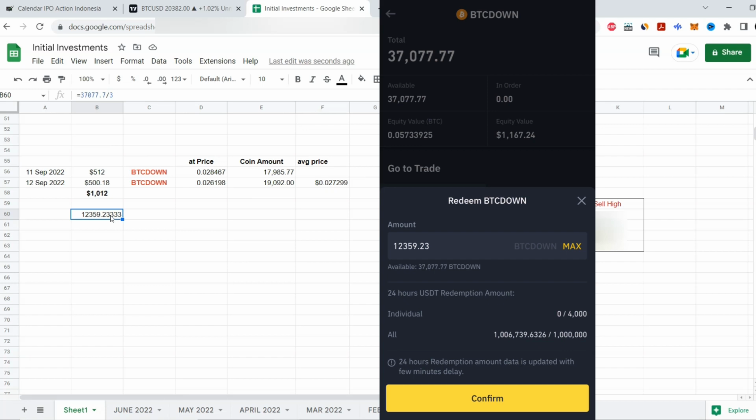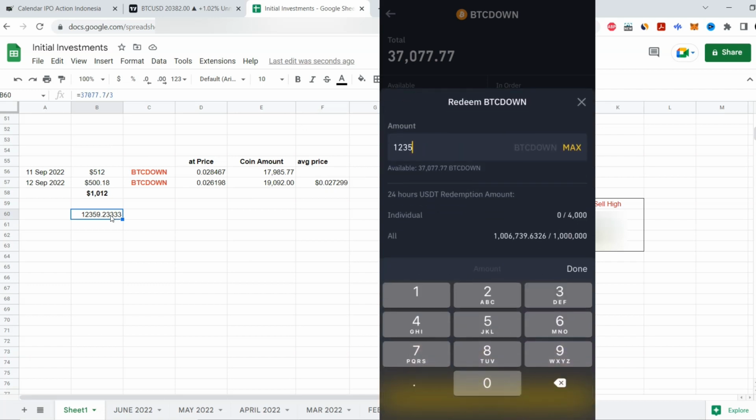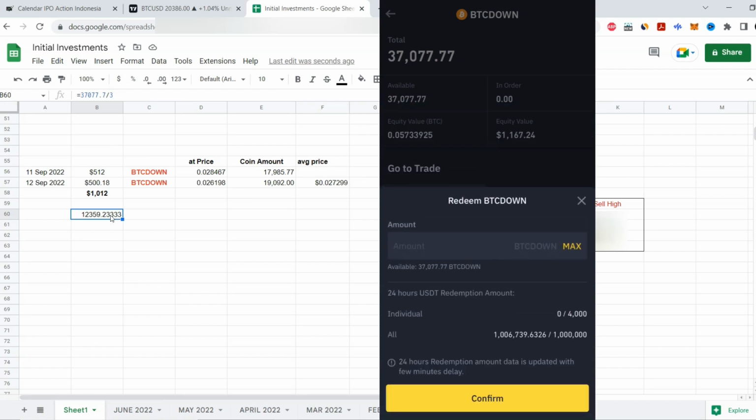So this is one disadvantage. Although we don't have liquidation, we sometimes cannot redeem if we play with other investments like dual investment in Earn and so on. So keep that in mind, guys. Okay, maybe I will just wait until tomorrow and I will update you later.